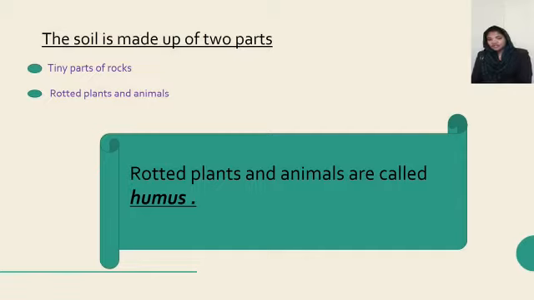You all watched the video, right? Okay. Did you understand how the soil is forming from the rocks? So, the soil is made up of two parts. First one is tiny parts of rocks and the second is rotted plants and animals. These rotted plants and animals are called humus.